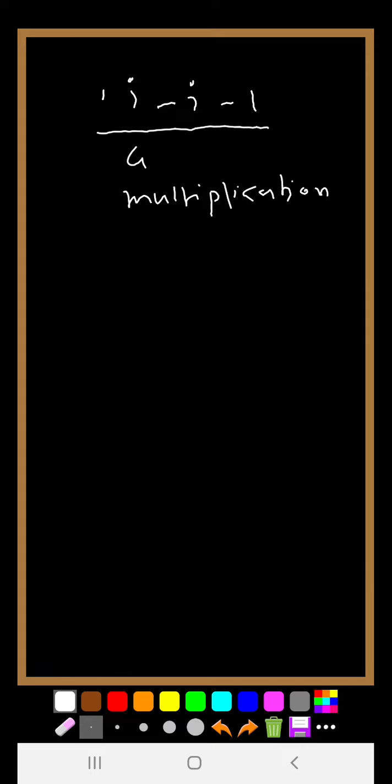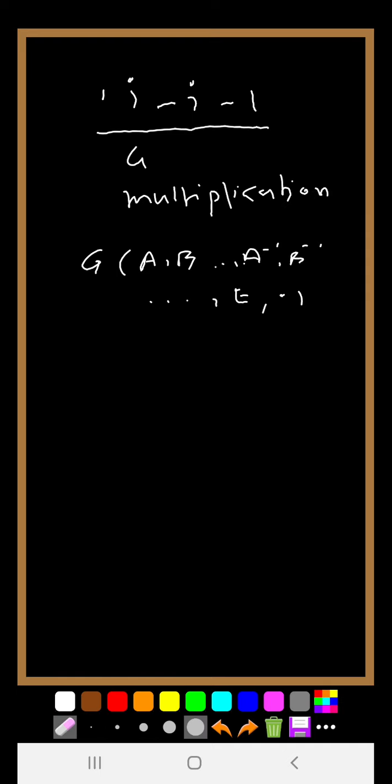A group is usually presented in this way. So G is a group, then it should have the elements A, B, and so on. It should have inverses, A inverse, B inverse. It should have the identity element, and it should have an operation. This is how the group is defined. Okay. So we have this four-member group, and we have to see whether they are forming an actual group or not.